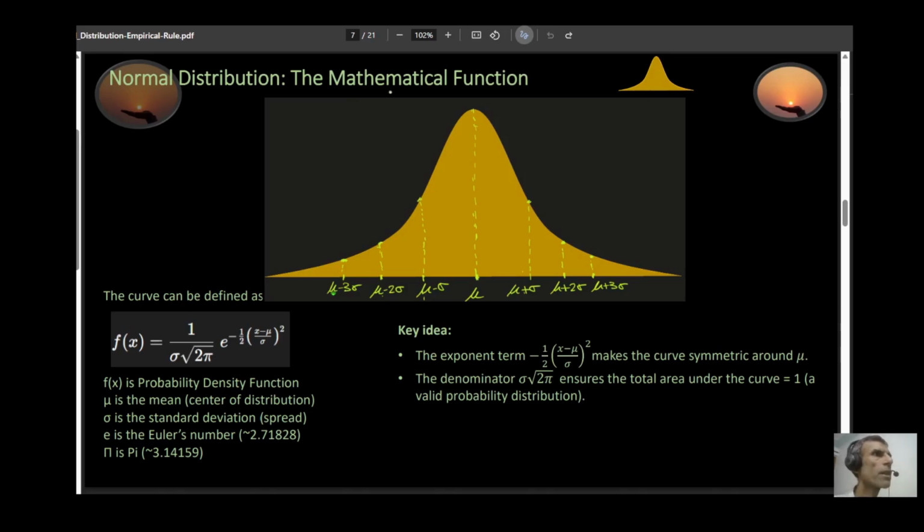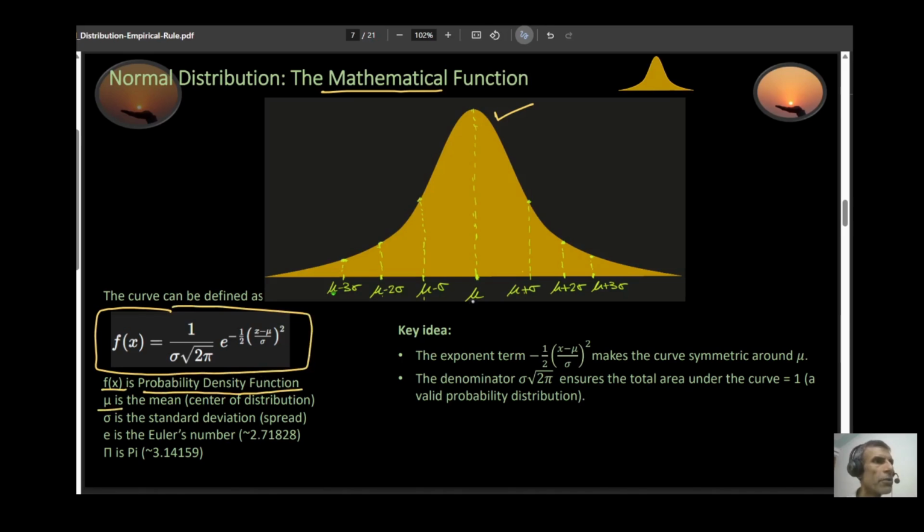Now, this is for the mathematically oriented students. The mathematical function that describes this curve is given by this expression right here. In this case, your f(x) is called the probability distribution function. Mu is the mean value right here. That's my mean value. Your sigma is the standard deviation. That's my standard deviation right here, and this actually denotes your spread. And your e is your Euler number. Your pi is this number right here.